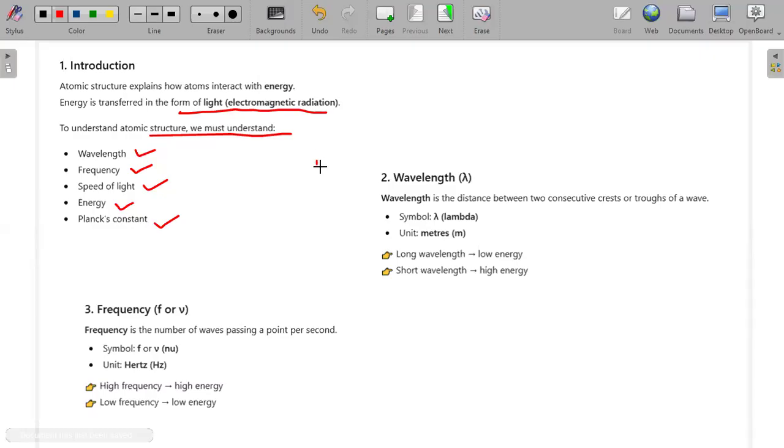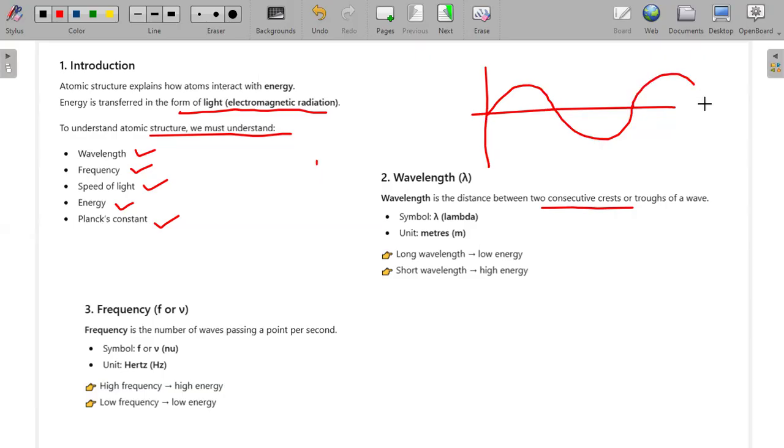All right, so we start with the wavelength. What is the wavelength? The wavelength is simply the distance between two consecutive crests or troughs of a wave. So if I write a wave here, let this be my wave like that. We're saying the distance between two consecutive troughs or crests is what we are going to be calling wavelength.